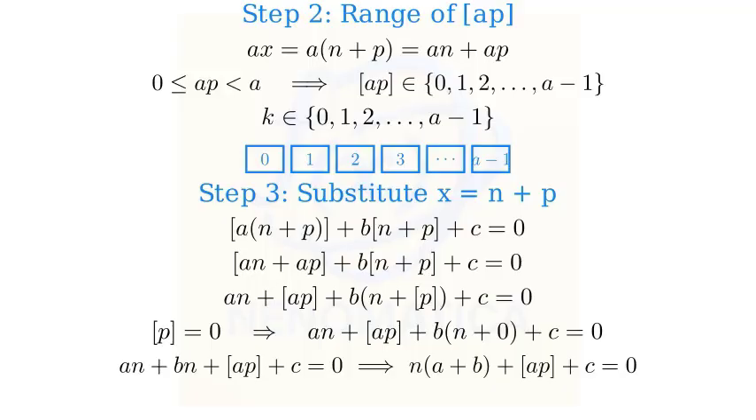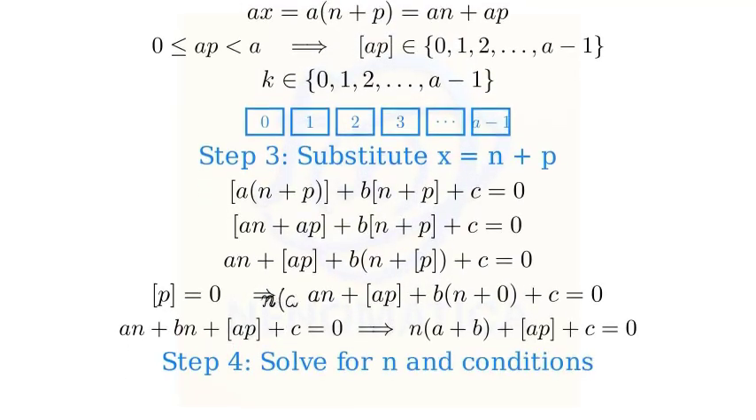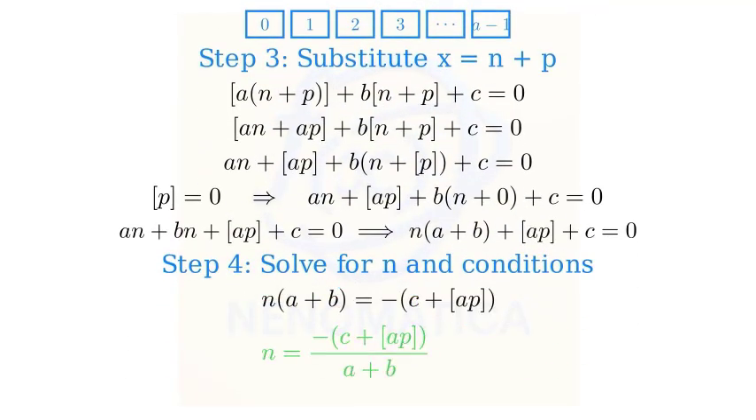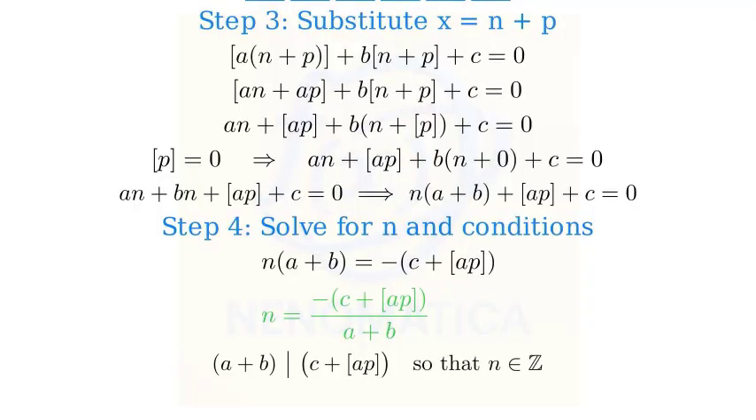Step 4. Solve for the integer part, n. We isolate n to get n(a + b) = −c − [ap]. So n = (−c − [ap]) / (a + b). For n to be an integer, a + b must divide c + [ap] exactly.